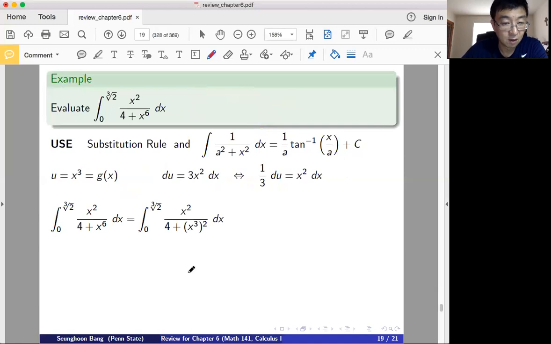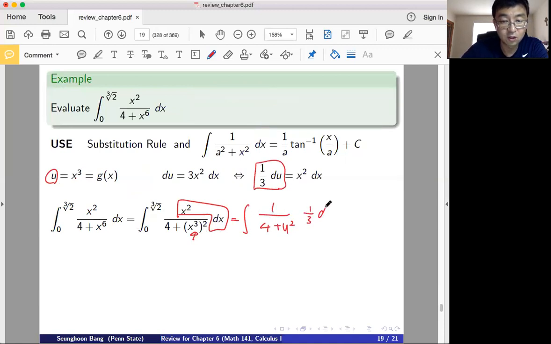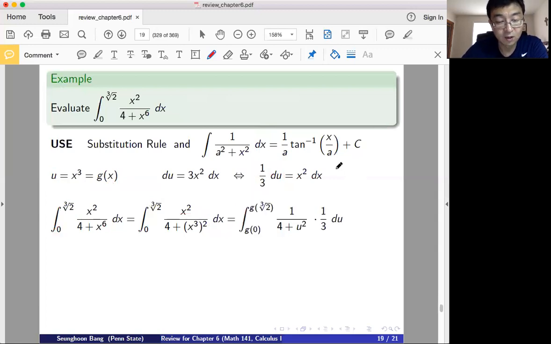So what's that? You can plug u into here. The integral of 1 over 4 plus u squared. x squared dx is 1/3 du. This is 1 times 1/3 du. Same, plug 0 into here, exactly g of 0. You plug cube root of 2 into x. Here, g of cube root of 2. Is that right? So we have it like this.